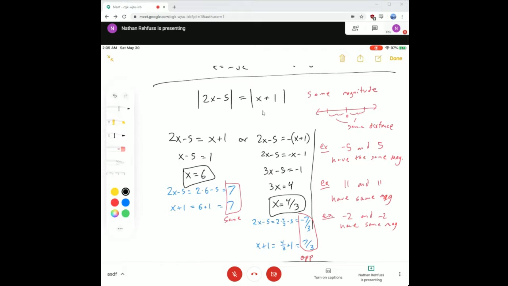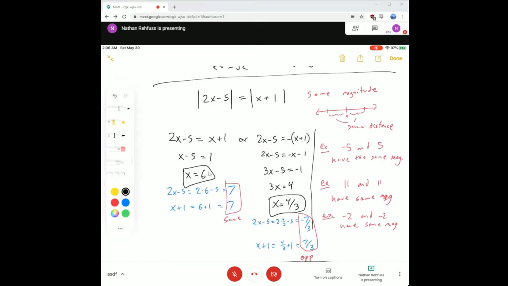Or I could assume that they have opposite values, and I could say this thing is negative of that thing. Now I had to put these parentheses here because I'm saying 2x minus 5 has the opposite value of x plus 1. So I'm saying if I took x plus 1 and I made this whole expression negative, so I put a negative in front of the whole thing, then it has the same value as 2x minus 5. So I'll distribute this minus sign, add x to each side, add 5 to both sides, and I get 3x equals 4. Divide by 3, x is 4/3.